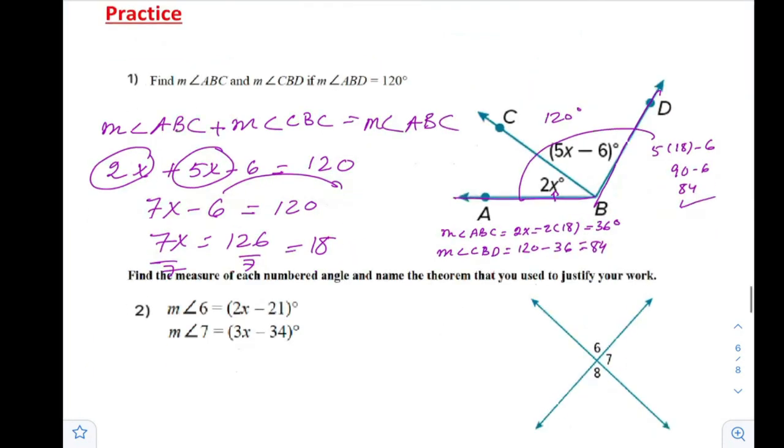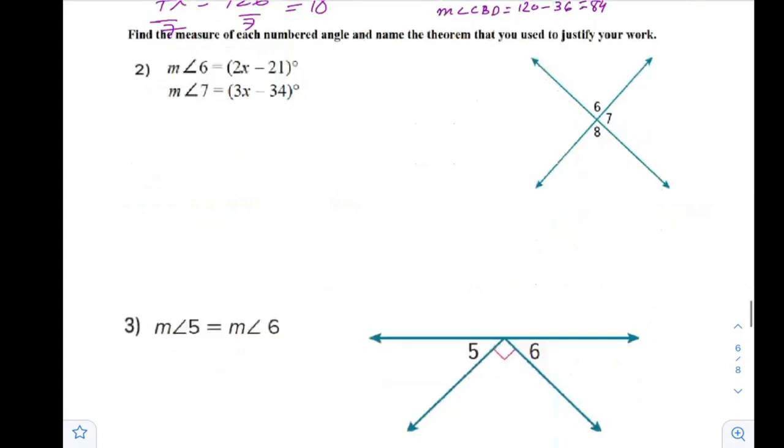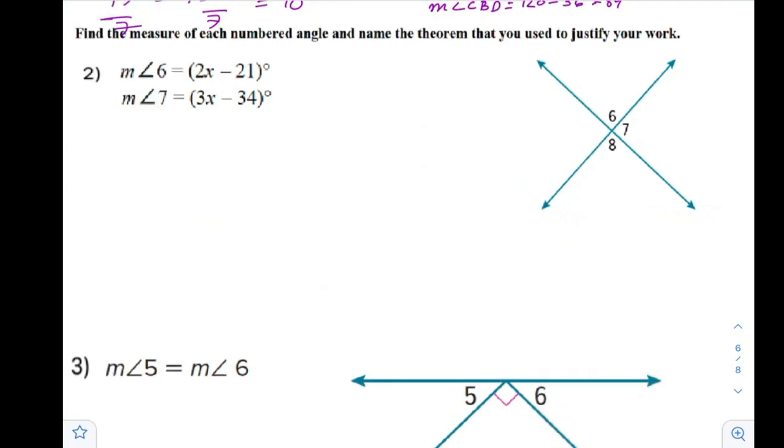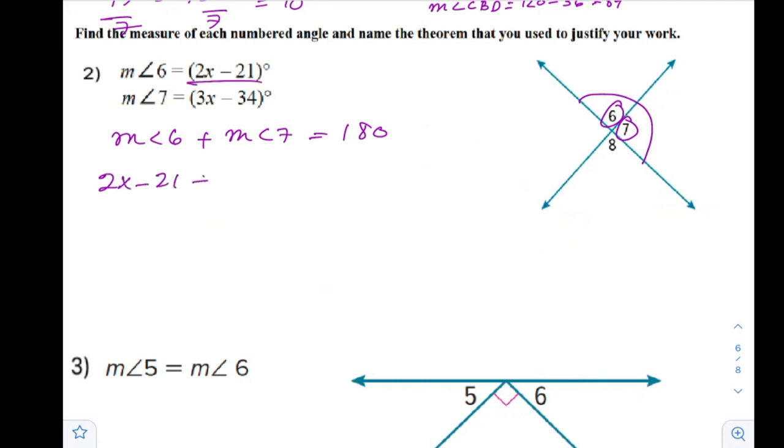So أكيد صح. Find the measure of each numbered angle and name the theorem that you use to justify your work. يعني we need to find the measure of angles 6, 7, and 8, knowing that 6 and 7 each has its own expression. So what is the relation between 6 and 7 that are given? As you see, they are forming a line. So using the linear pair theorem or supplement theorem, the measure of angle 6 plus the measure of angle 7 is equal to 180. We will substitute now the values.